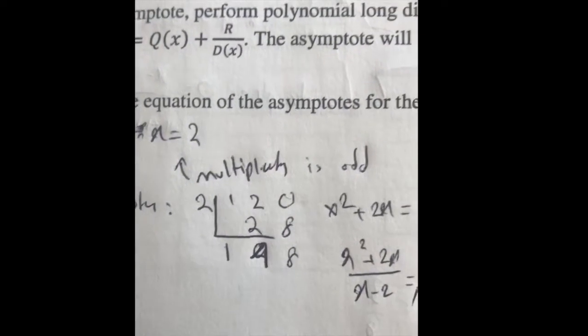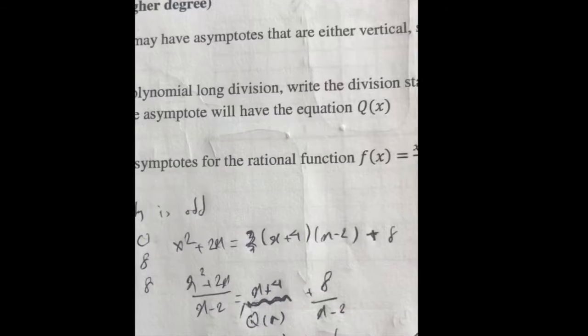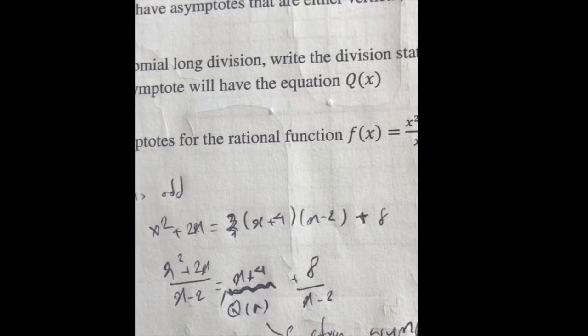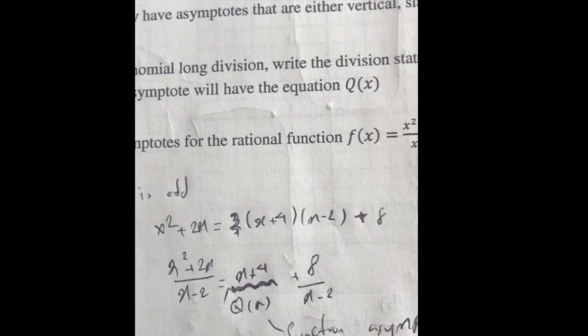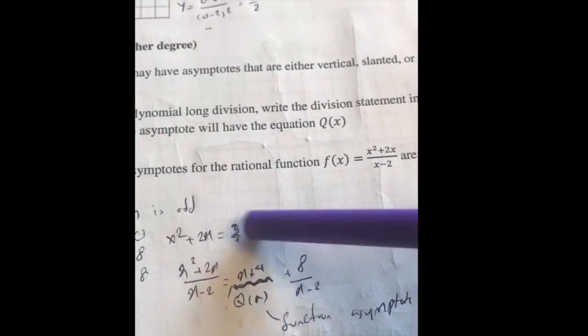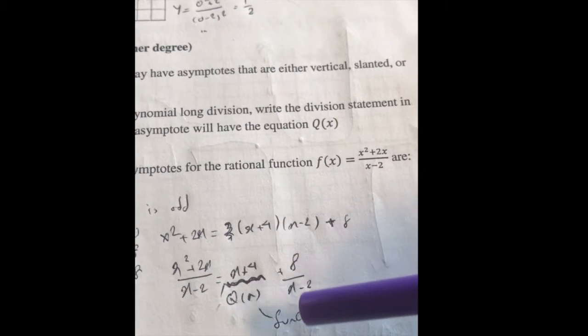Now, to find our function asymptote, as mentioned above, we would have to go through synthetic division and find our p of x equation. And here it is right here. x squared plus 2x equals x plus 4 times x minus 2 plus 8. Now, as mentioned above, we would have to isolate q of x in order to find the equation of our function asymptote. And right now, our q of x is here. So we have to use algebra to find our q of x.